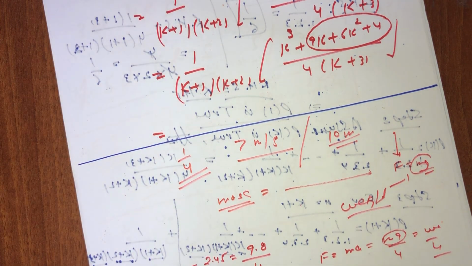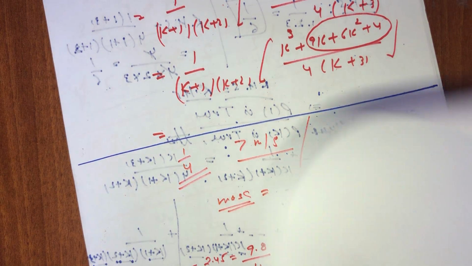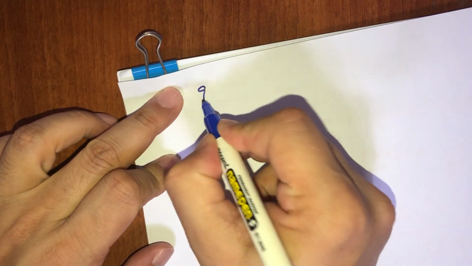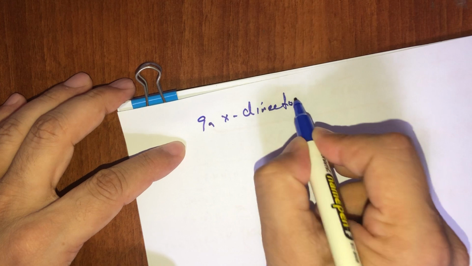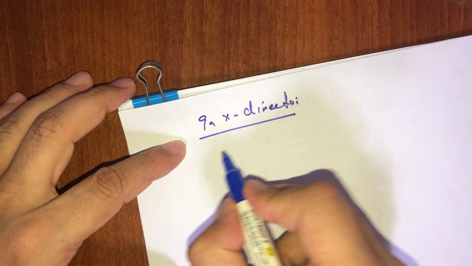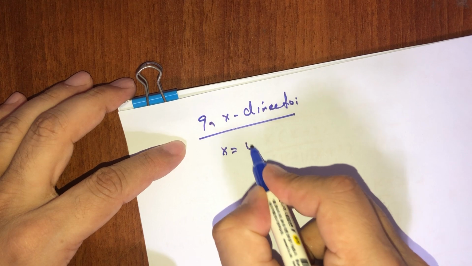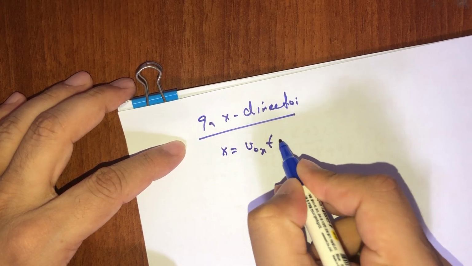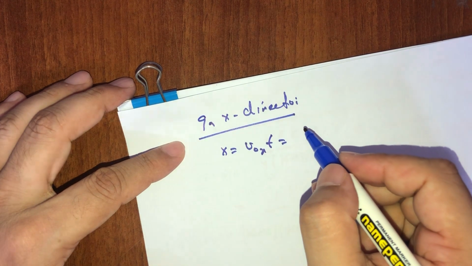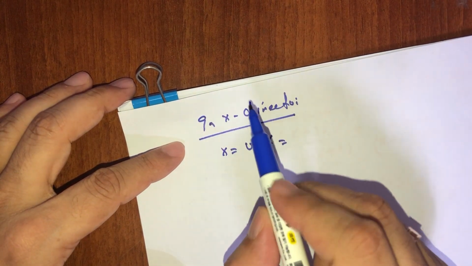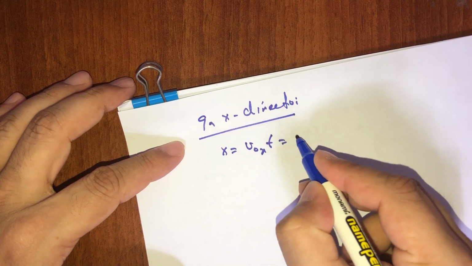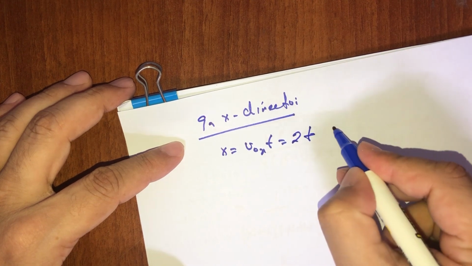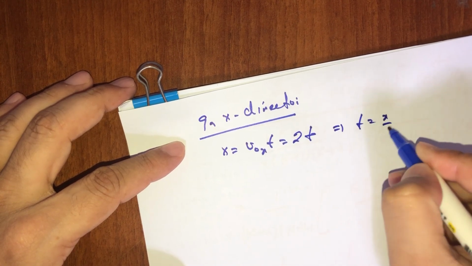Next, we solve it in the x direction. In the x direction, x will be equal to v naught x multiplied by t. We are already given that the projectile is launched in the horizontal direction, so v naught x will be equal to 2, so this will be 2 multiplied by t. So from here we can say that t will be equal to x by 2.